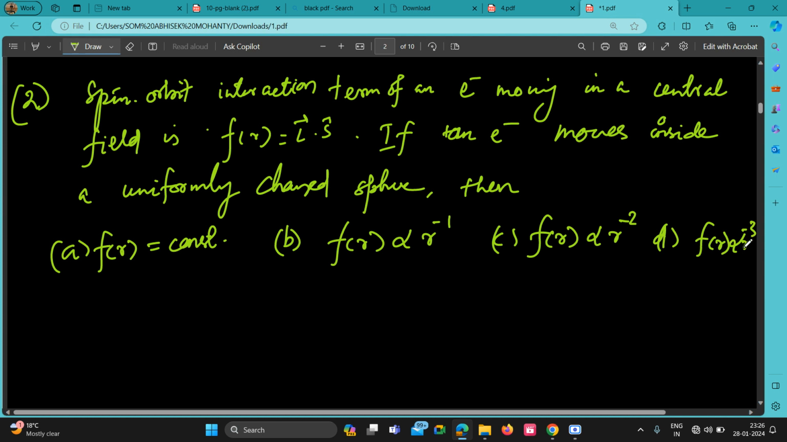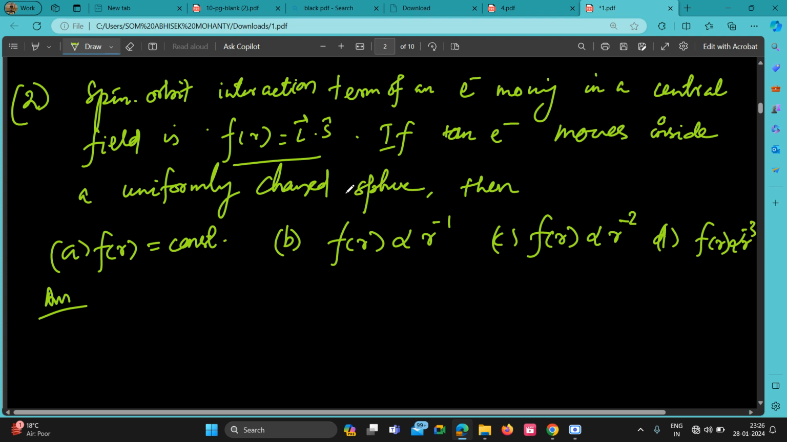The spin-orbit interaction term of an electron moving in a central field is this, where r is the radial distance of the electron from the origin. If the electron moves inside a uniformly charged sphere, then f(r) is equal to constant, proportional to r inverse, proportional to r to the minus 2, or proportional to r to the minus 3. So we have to solve this question. How to solve it?